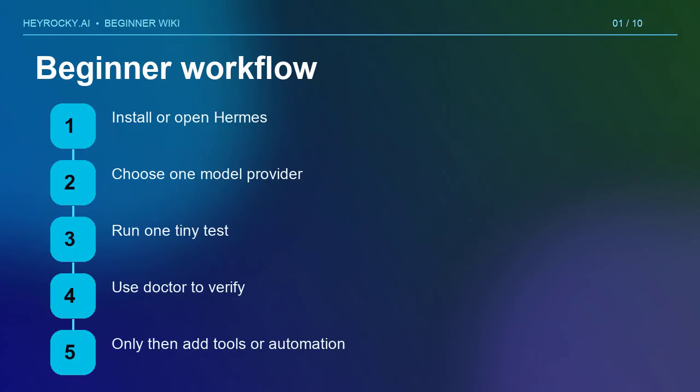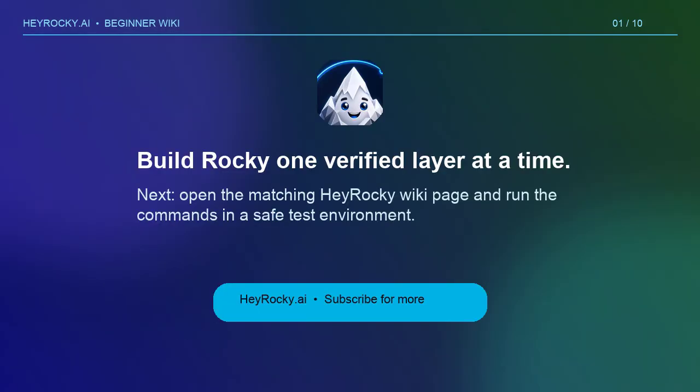The important beginner rule is do not try to configure everything at once. Get the base agent working, verify it, then add tools, memory, gateway messaging, and cron jobs one layer at a time. That is how Rocky stays useful instead of becoming a mystery box.